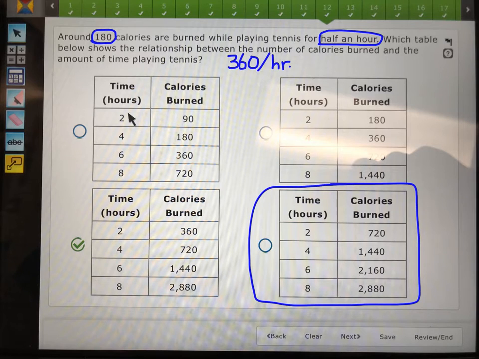So the only one that shows that, okay, if I had 2 hours, it'd be double 360. Double 360 is 720. So it can't be this one, can't be this one, can't be this one, right? This is 1 hour. 360 would be 1 hour. This is 2. Here it is, 2 hours at 720, and then if I take 360 times 4, I get 1440. If I take 360 times 6, I get 2,160. And if I take 360 times 8, I get 2,880. So this is our correct table.